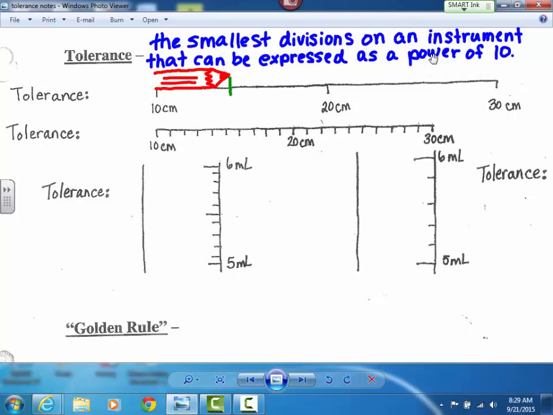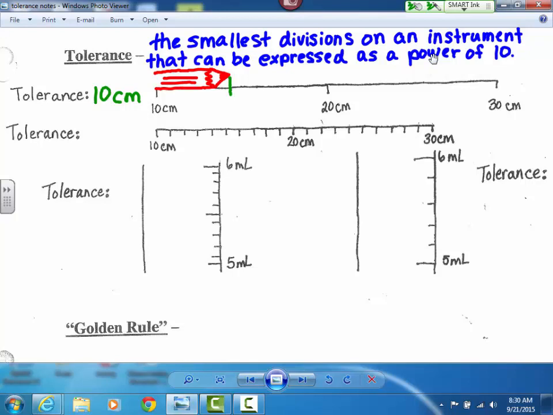10, 20, 30. Counts by tens. So, was 10 on our list? Yes. That means 10 is a power of 10. Or it could be written as a power of 10. So the tolerance for this instrument is 10 centimeters. What that means is that when you take your measurement, you could be anywhere plus or minus almost that much. Not quite, but that's kind of the idea that we're getting at.